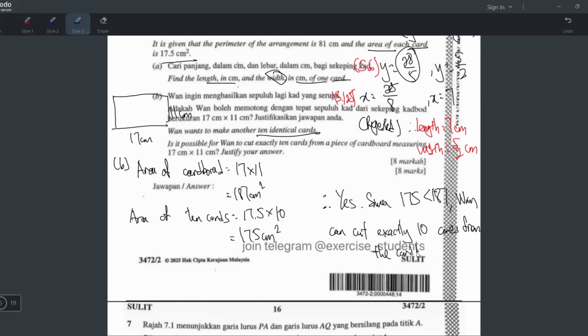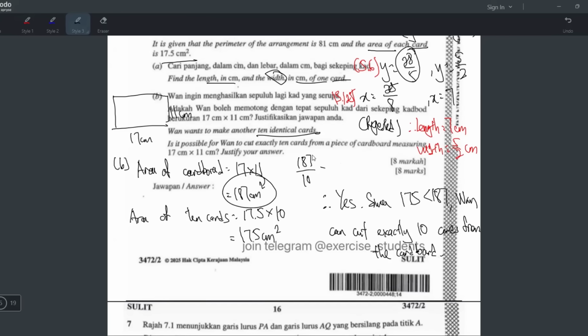The question says justify, right? So if you write like that, good enough. Okay, there's another way to do it actually. Another way is you take 187 divided by 10, because he's planning to cut the cardboard into 10 pieces, right? So if the answer comes out more than 17.5, that means you can cut more than 10.